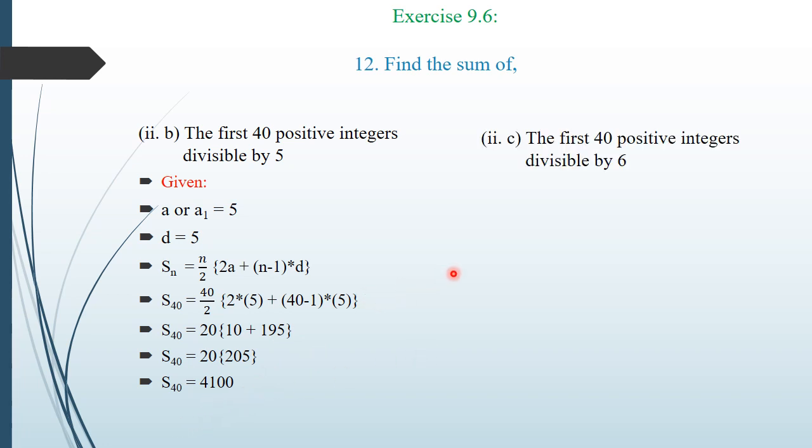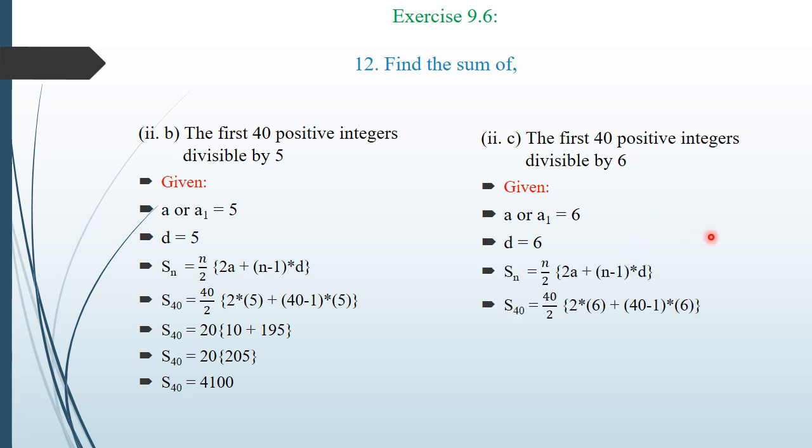And the next sub question is we need to find the sum of first 40 positive integers divisible by 6. By now you would have understood completely how we can calculate a and d. Again a is going to be equal to 6 and d will be also 6. Applying same formula and substituting all the values here, S40 is equal to 40 by 2 into 2 into, in place of a I'll put 6 plus 40 minus 1 into, again d is also 6.